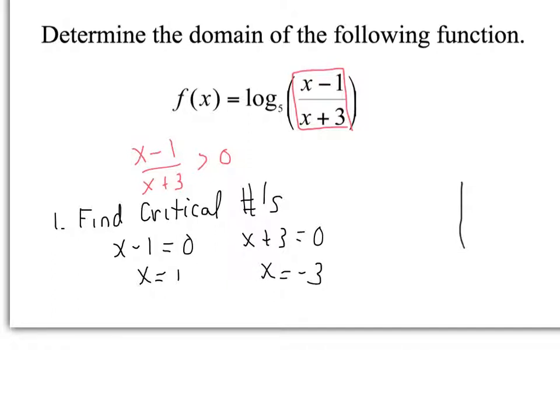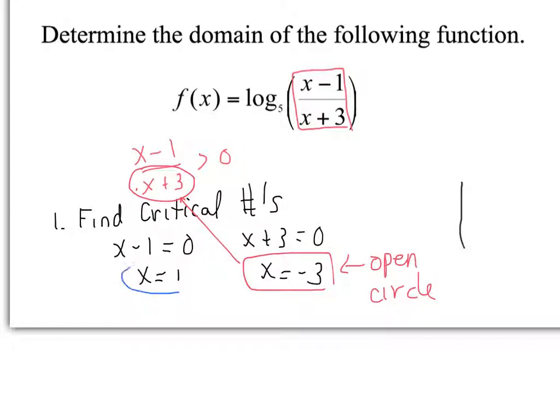Now, because the x plus 3 is in the denominator, we know that this is an open circle. You can't plug in negative 3 back into there because you can get 0 at the bottom, so it's going to be an open circle. Now this x equals 1, though, we have to decide if it's an open circle or not.